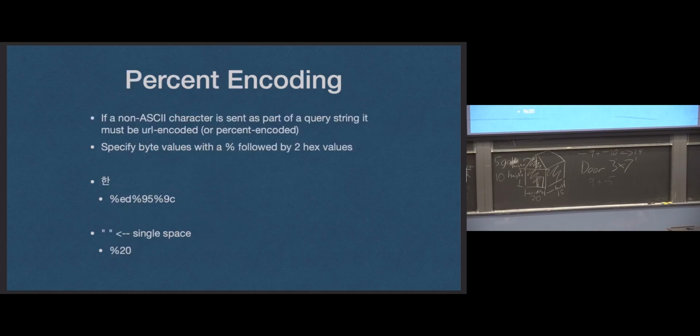So if we want some characters that aren't allowed, so any non-ASCII UTF-8 character, or if we want spaces or any other character, we're going to URL encode those values.